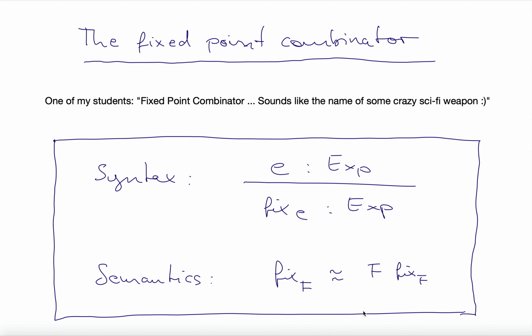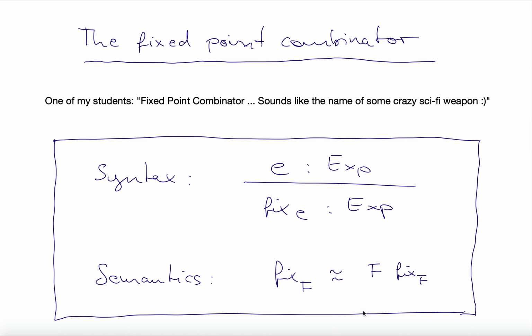So we need syntax and semantics. Syntax: if you have a program E, we just create a new program for it, fix E. Semantics: the semantics of fix F is F of fix F. So from an operational point of view, you see that we unravel the recursion. We compute fix of F by computing F of fix of F. So this is unraveling the recursion once.